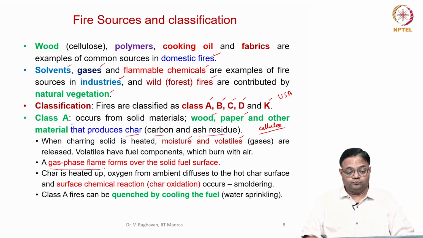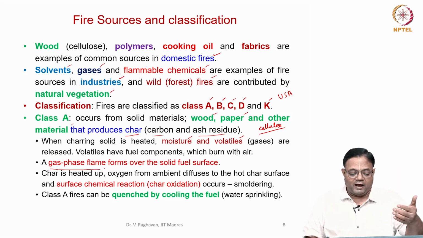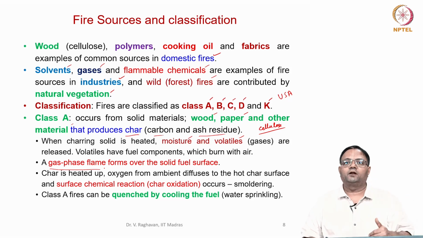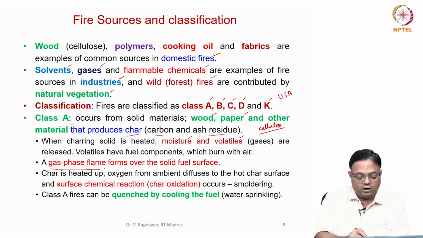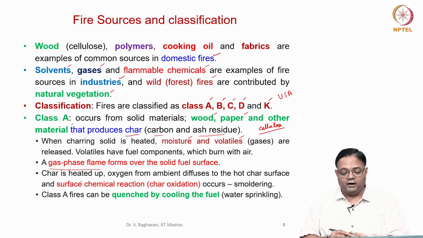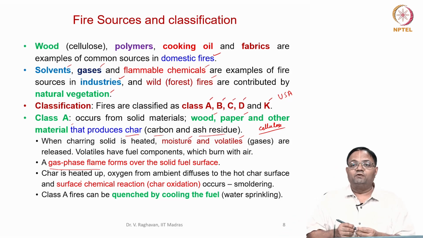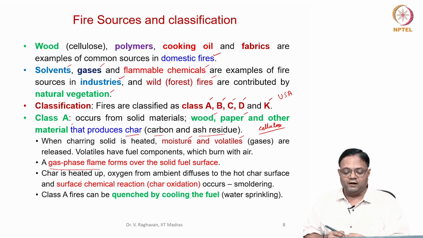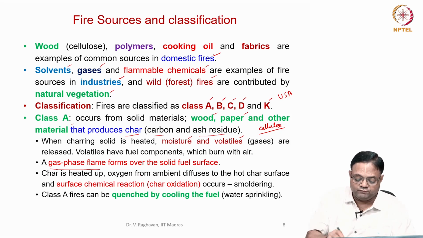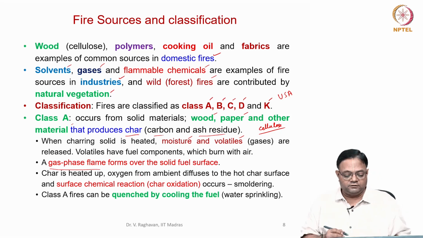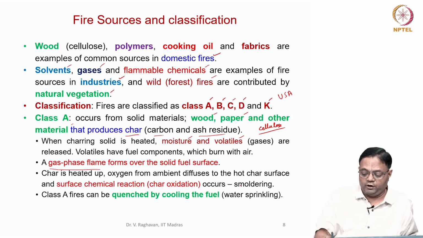And the heat feedback from this particular gas phase flame is important for continuous feeding of fuel to the flame. Now, when the volatiles are released, a char surface, carbon and ash surface, is formed, and when it is hot enough, say 900 Kelvin temperature, then oxygen from the ambient diffuses and a surface reaction takes place, smoldering.